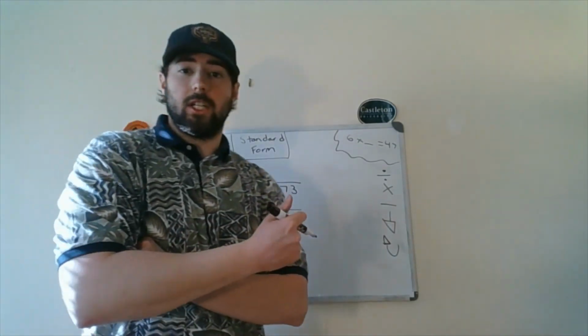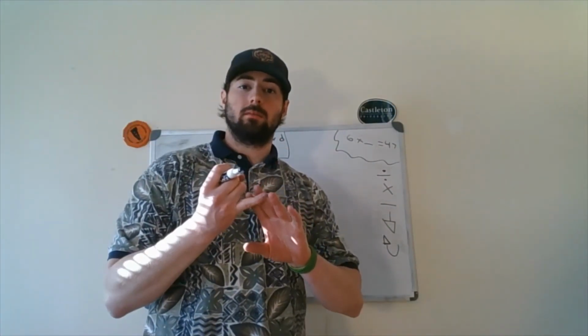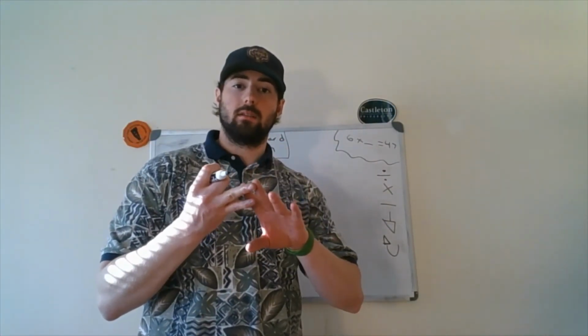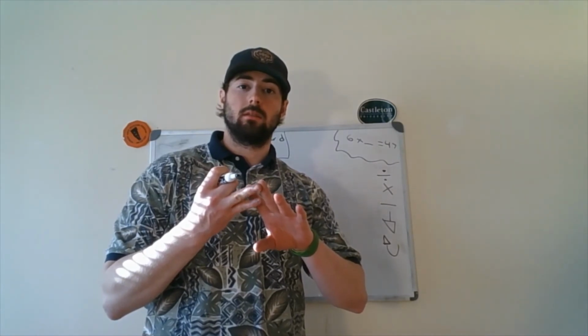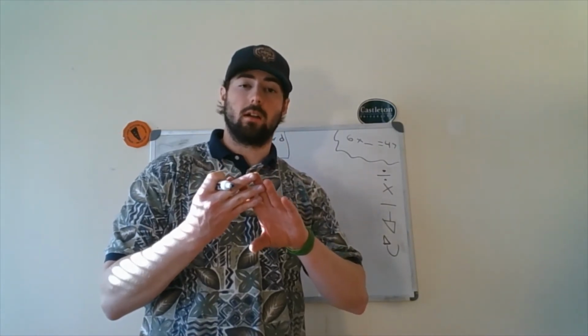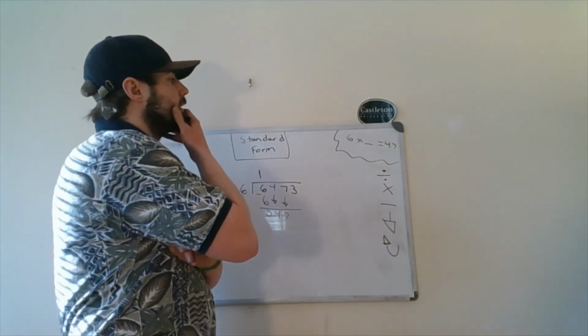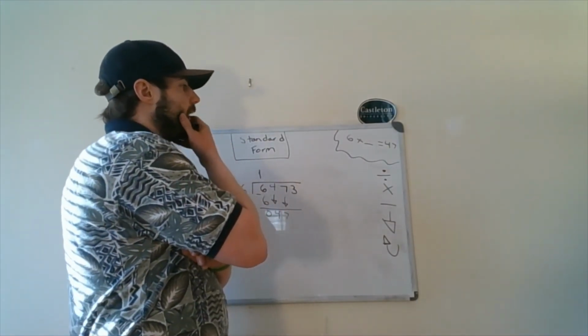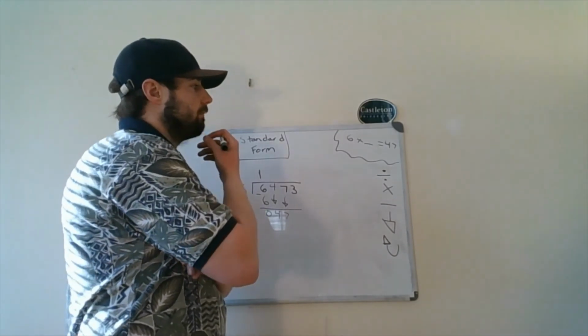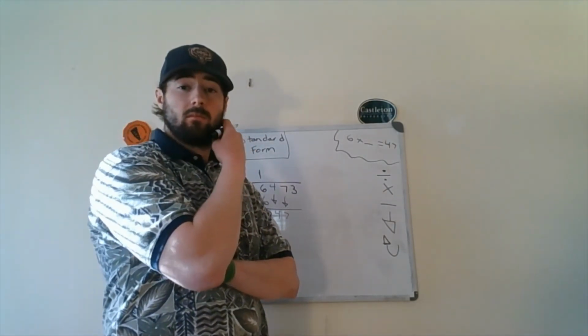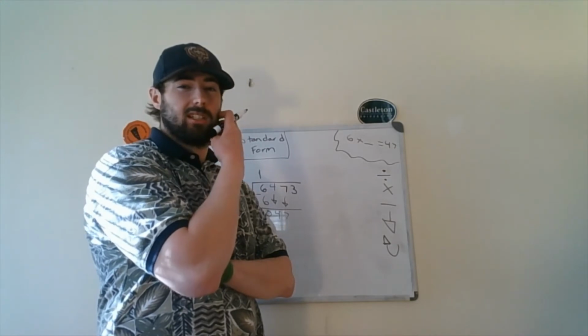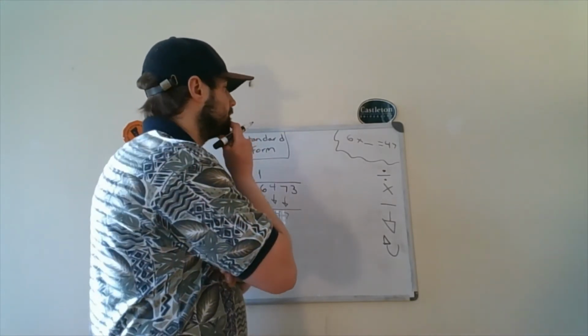I use a strategy. I skip count. I split. I use my multiplication chart. I'm going to use some estimating. I know that 6 times 5 is 30. So I'm going to add 6 a couple times.